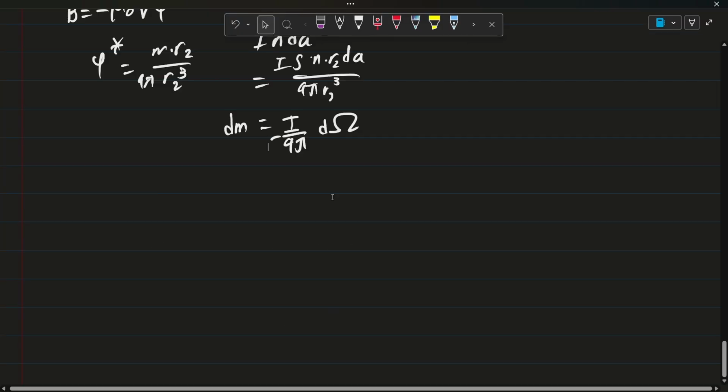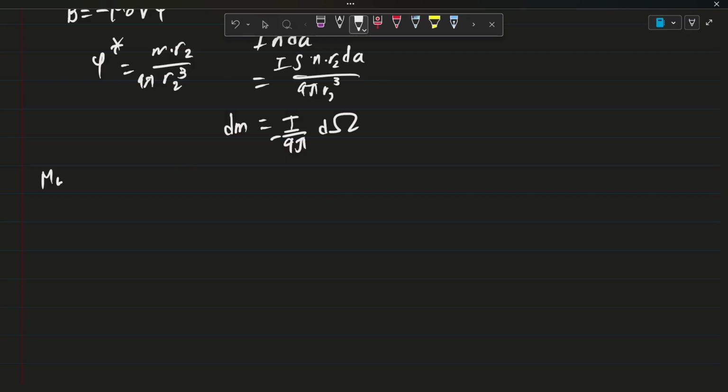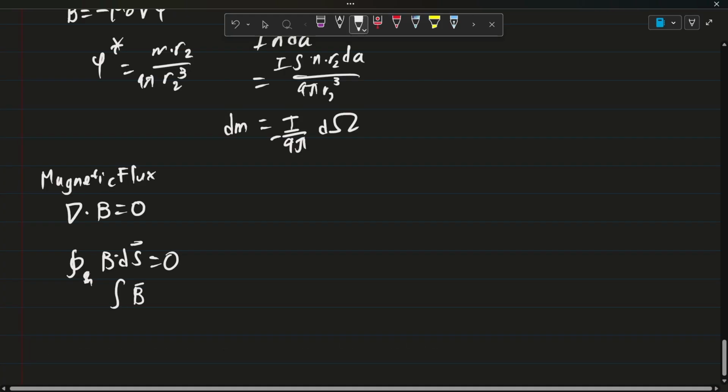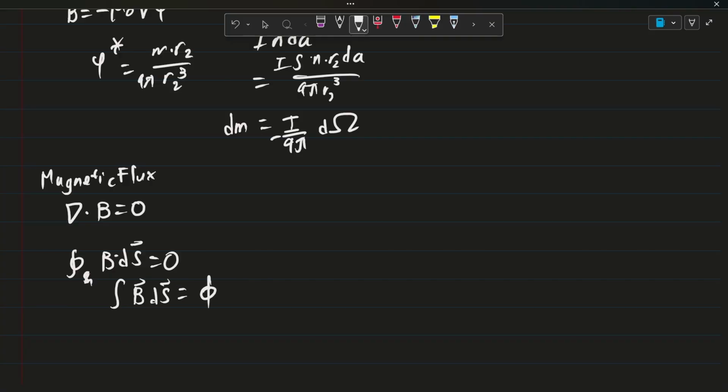Lastly, what I want to discuss is the magnetic flux. The magnetic flux is pretty much defined from the divergence of B being 0. If you do the integral form, this is just the closed surface integral of B dot ds vector is equal to 0, right? The closed. So you could define one of the sides, the open side, B vector dot ds vector, which is not always 0, and we'll call this the magnetic flux.